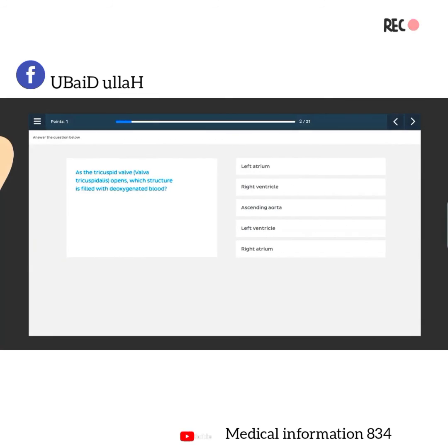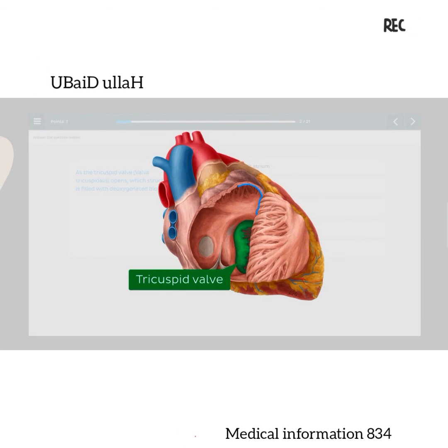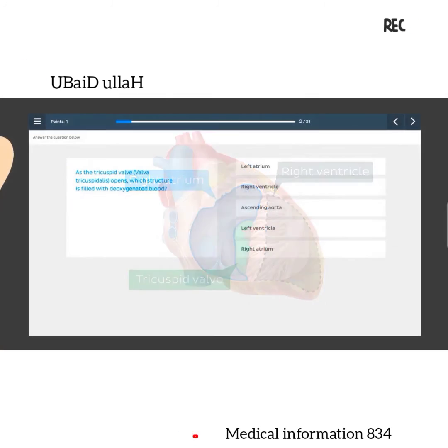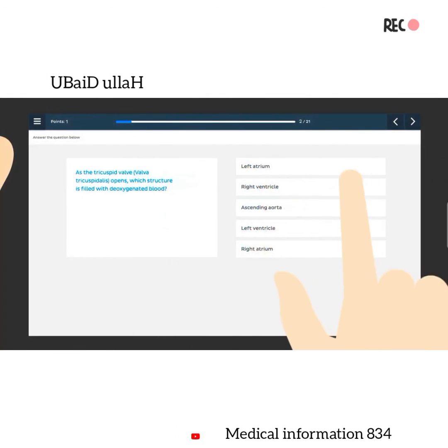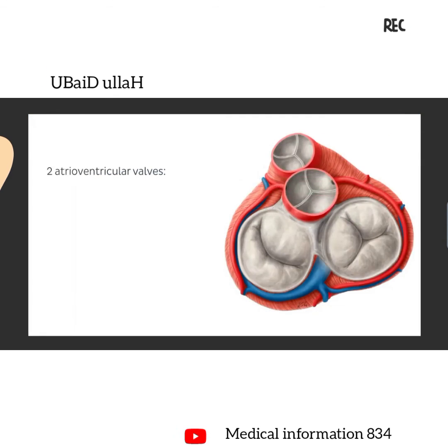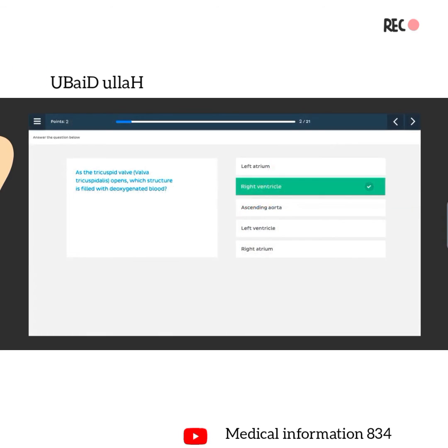As the tricuspid valve opens, which structure is filled with deoxygenated blood? Remember, I mentioned before in this video that the tricuspid valve is found between the right atrium and the right ventricle. And since blood flows from the atria to the ventricles, the answer must be the right ventricle. To learn more about the valves of the heart, check out our video that goes into all the details that you need to know about the heart valves.